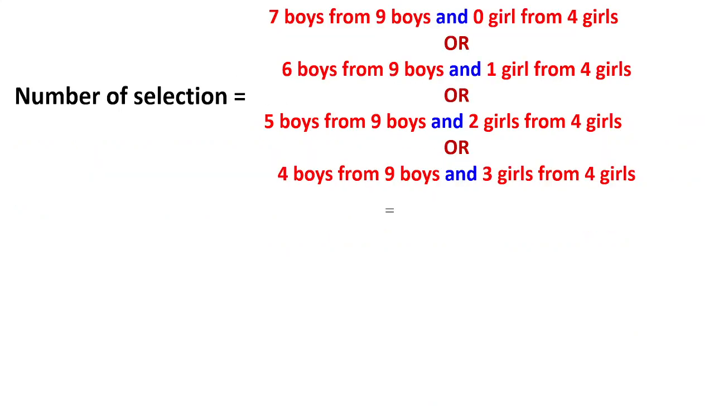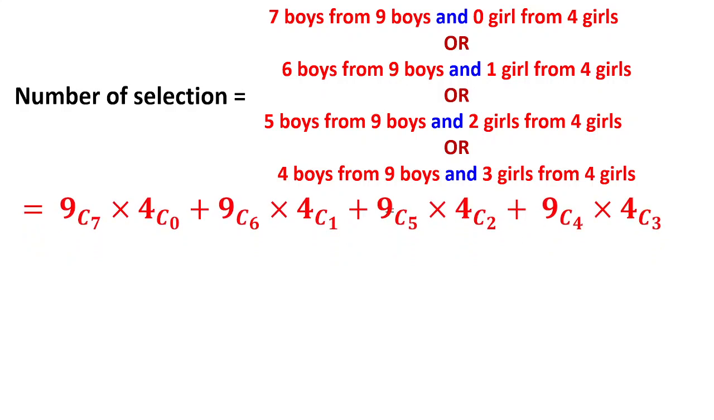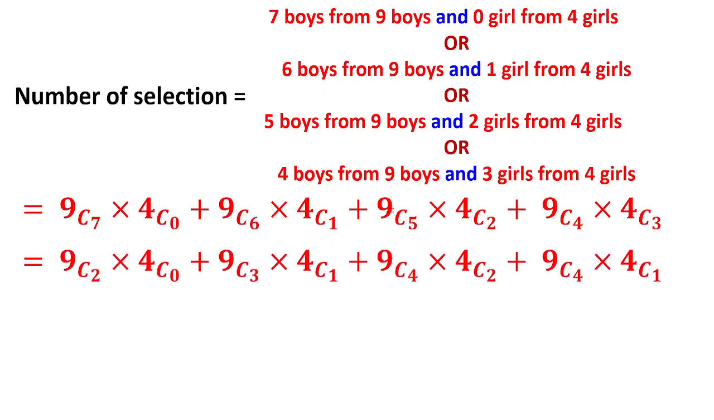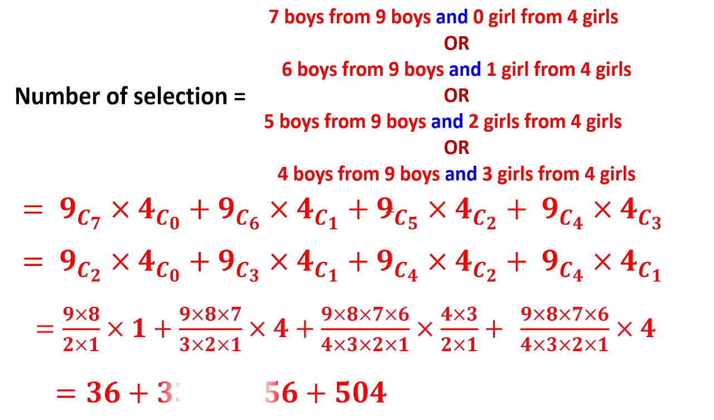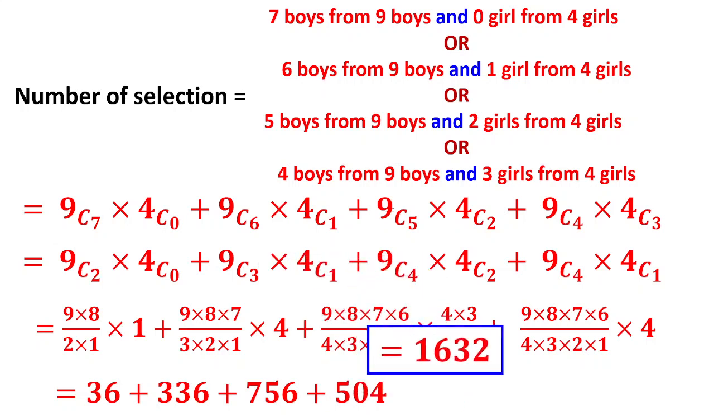We are using the combination: 7 boys from 9 boys, 9C7 into 4C0. Or is there, therefore plus. 6 from 9, therefore 9C6 into 4C1. 5 from 9, therefore 9C5 into 2 from 4, therefore 4C2. 4 boys from 9 boys, therefore 9C4, 3 girls from 4 girls, therefore 4C3. And once again I am simplifying, because 4C3 can be written as 4C1. We are applying the numbers. You are getting the final answer as 1632.